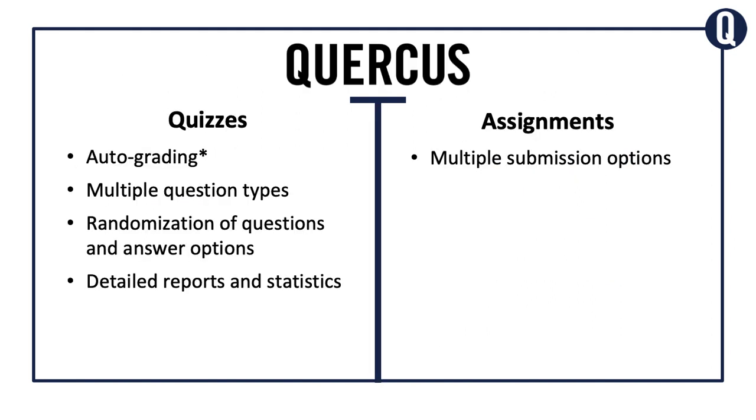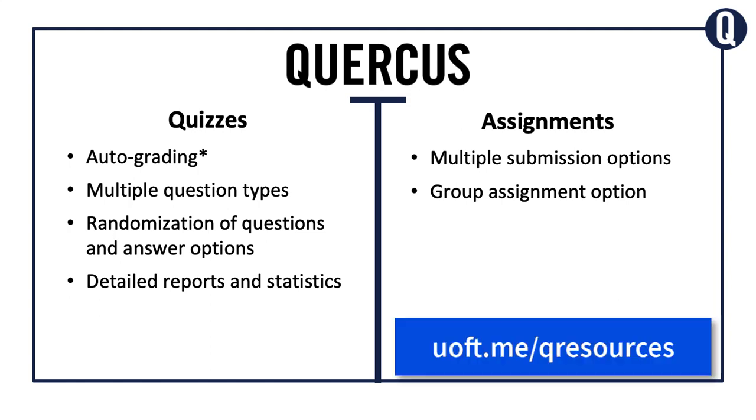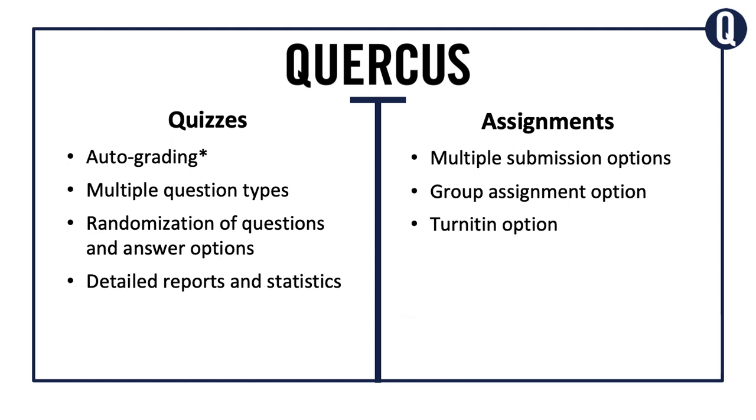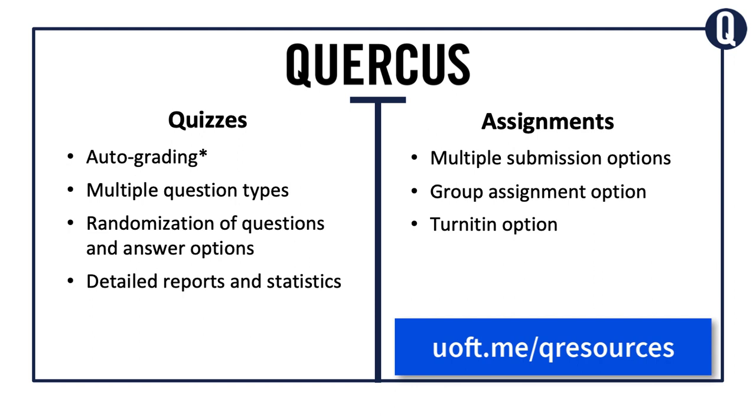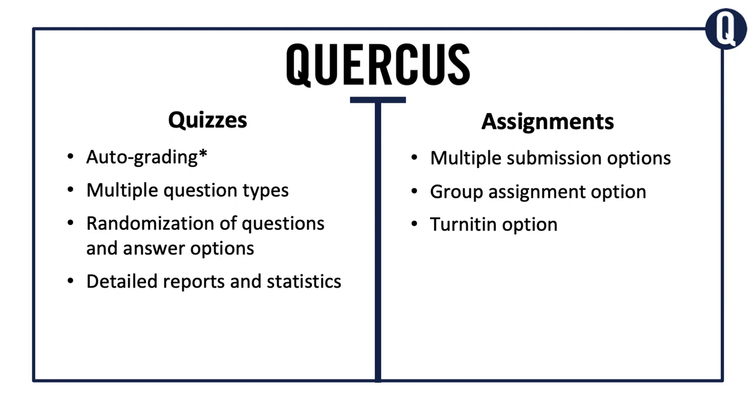You can also use assignments to manage accepting group work. For more information about this, visit the Quercus support resources. You can also enable Turnitin with assignments, which is a tool that assists with detecting textual similarities between compared works. For more information, you can also visit the Quercus support resources. Another option available through assignments is the ability to do blind grading for student submissions.